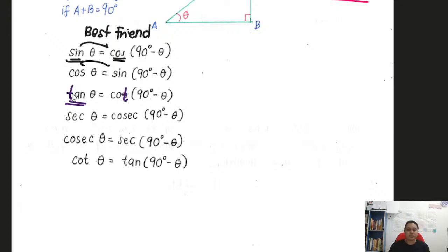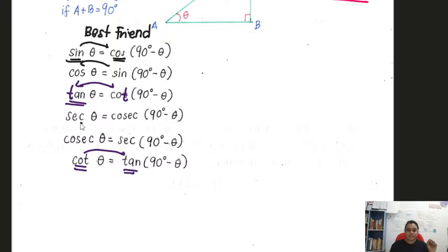Ingat huruf T ni. Tangent punya best friend ialah cotangent. Okay, so kalau teacher tanya siapa best friend, who's the best friend for cotangent, is tangent. Okay, so they both are best friend. Okay, kawan baik.